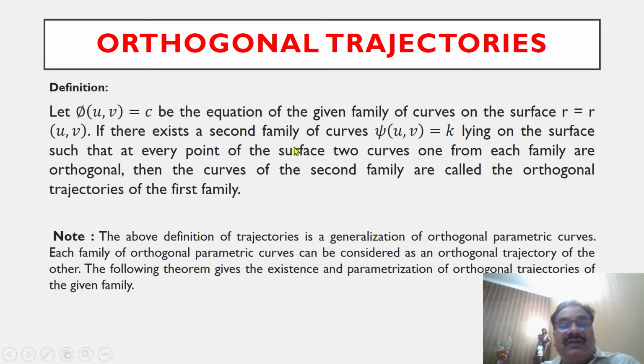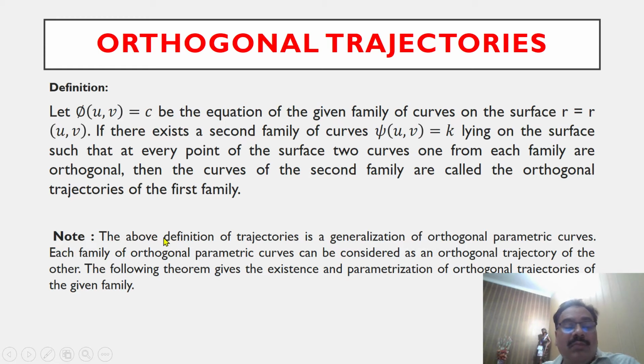If there exists a second family of curves, xi(u,v) = k, lying on the surface such that at every point of the surface, two curves, one from each family, are orthogonal, then the curves of the second family are called the orthogonal trajectories of the first family. So this is the definition of orthogonal trajectory.